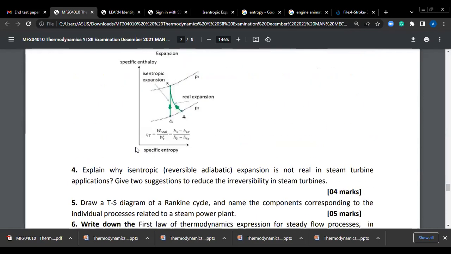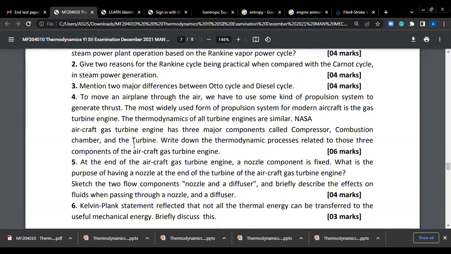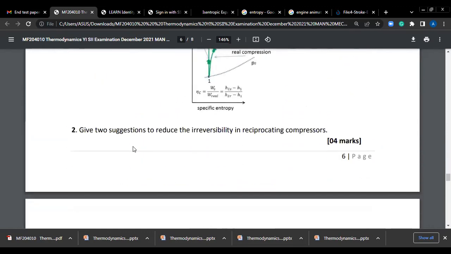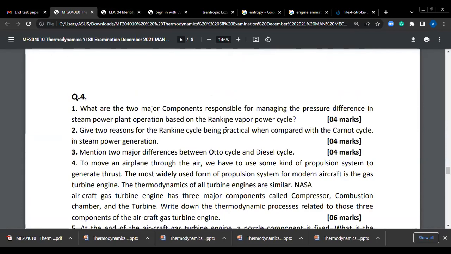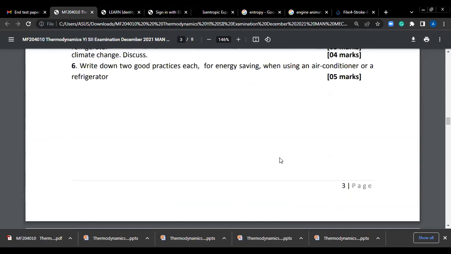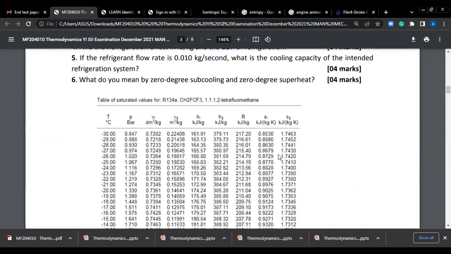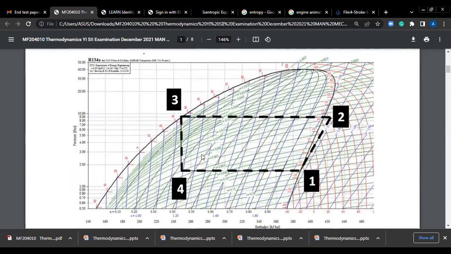So let me give some questions to you as continuous assessment. Even this will be one of the continuous assessments. So if you understand this, you can answer very well. Okay, understanding thermodynamics is what I'm expecting. Even we have done this one.